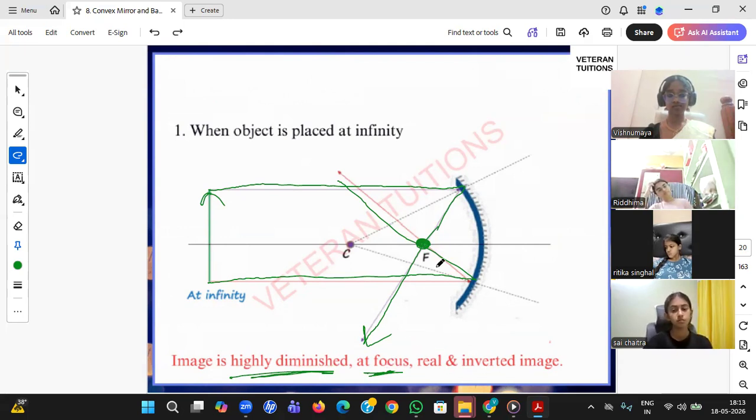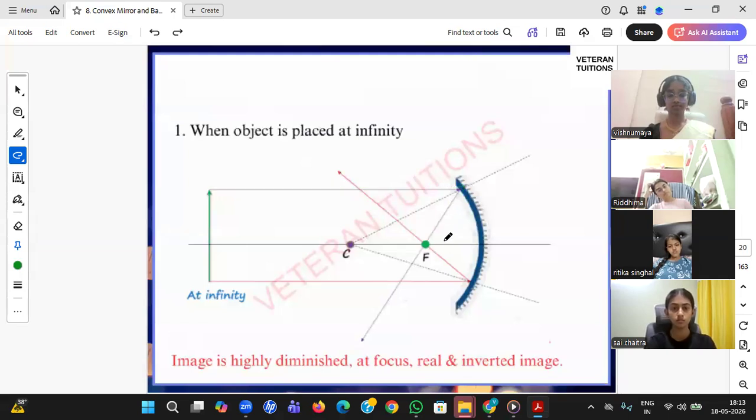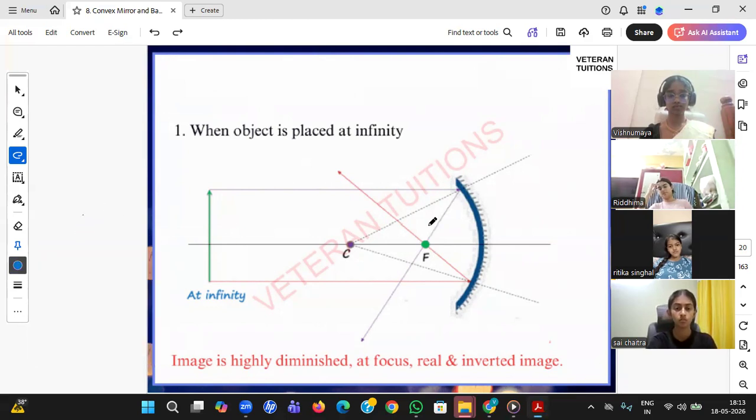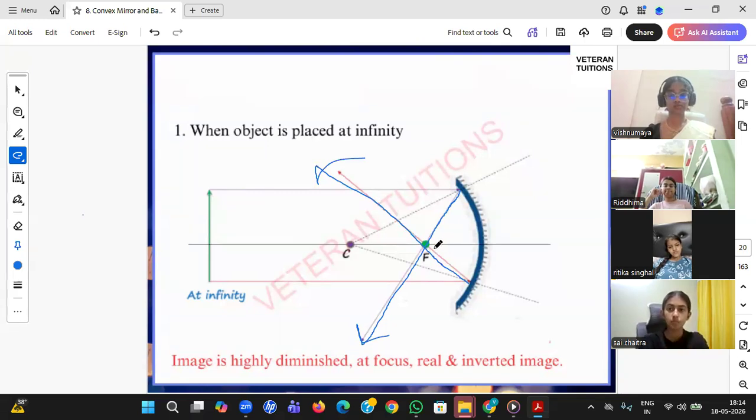Yes, Chaitra, Sai Chaitra, why is it a real and inverted image? Why real and inverted? How can I say it is real and inverted? Anybody, student? Sir, because the rays meet and are visible, sir.